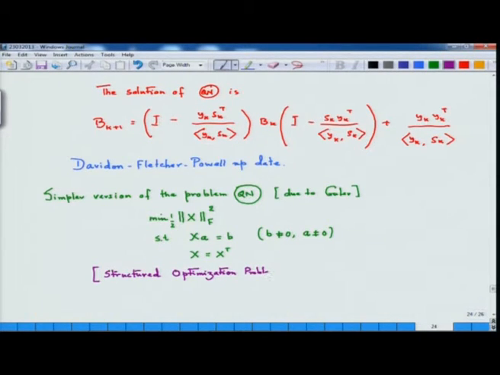In fact, I have a query to give you. Here as a homework, can you show that Bk plus 1 is positive definite if Bk is so? So, take this as a homework.